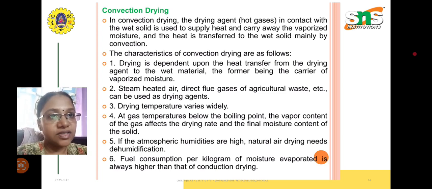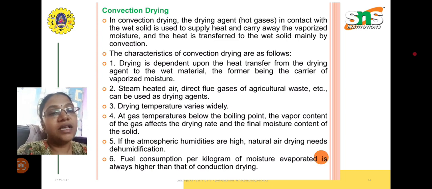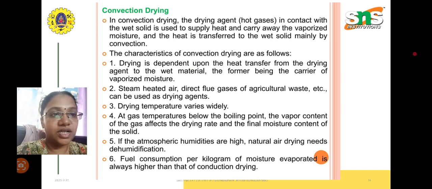The characteristics of convection drying are: drying is dependent upon the heat transfer from the drying agent to the wet material, the former being the carrier of vaporized moisture. The drying temperature varies widely, and steam heated air or direct flue gas of agricultural waste can be used as drying agents. If the atmospheric humidities are too high, the natural air needs dehumidification. Here the fuel consumption per kilogram of moisture evaporated is always higher than that of conductive drying.